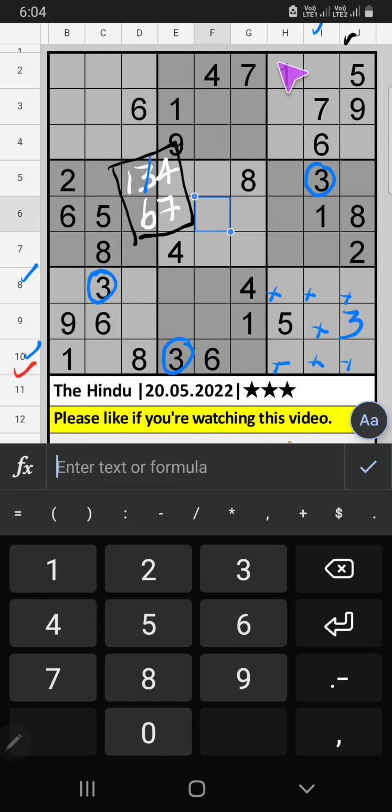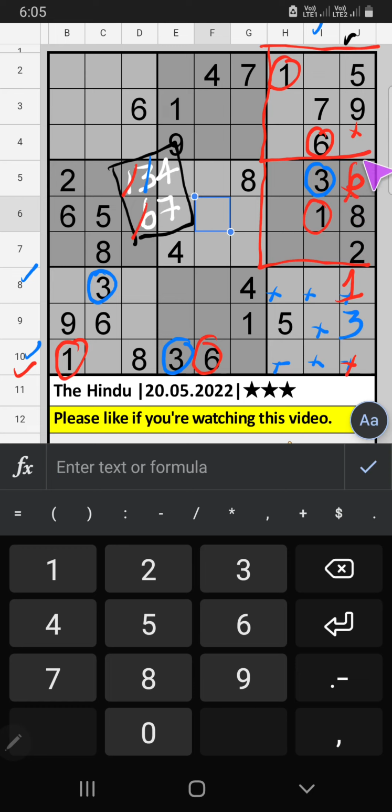10th row and 3rd grade, we have pair numbers 1 and 6. So 1 and 6 can't come in these cells. It will come in any one of the 2 cells. 6th grade, we already have 1, so 1 can't come in this cell. 1 is confirmed here. Then 6 is here.